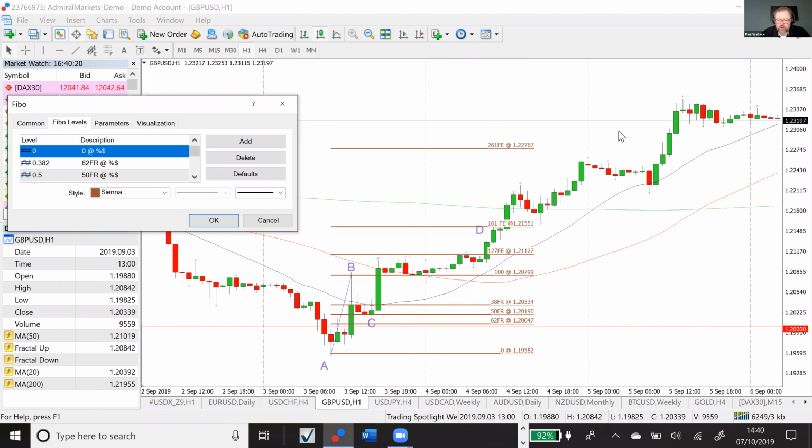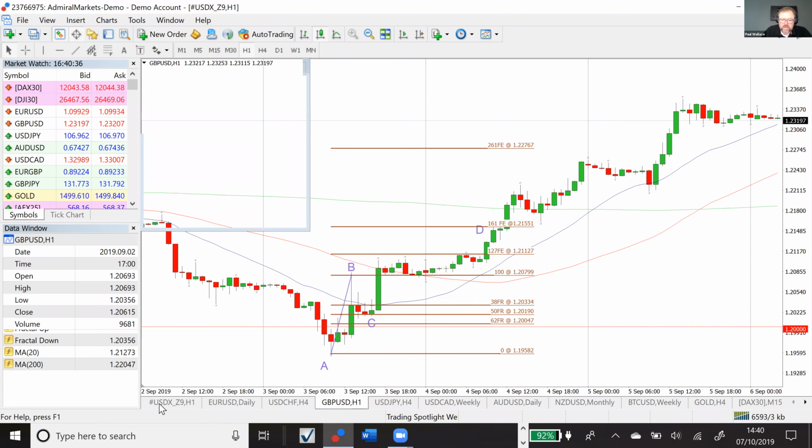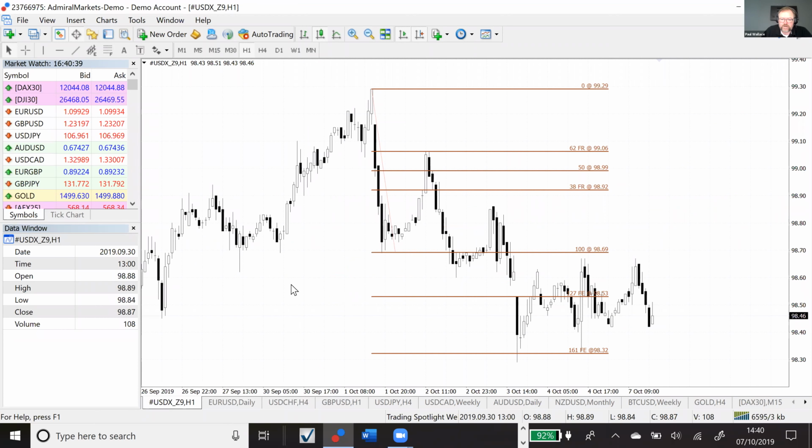And I'm just going to show you one or two other examples to show you the particular ideas and levels. So let's have a look at this, the dollar index here. This is the hourly chart, and the dollar index.